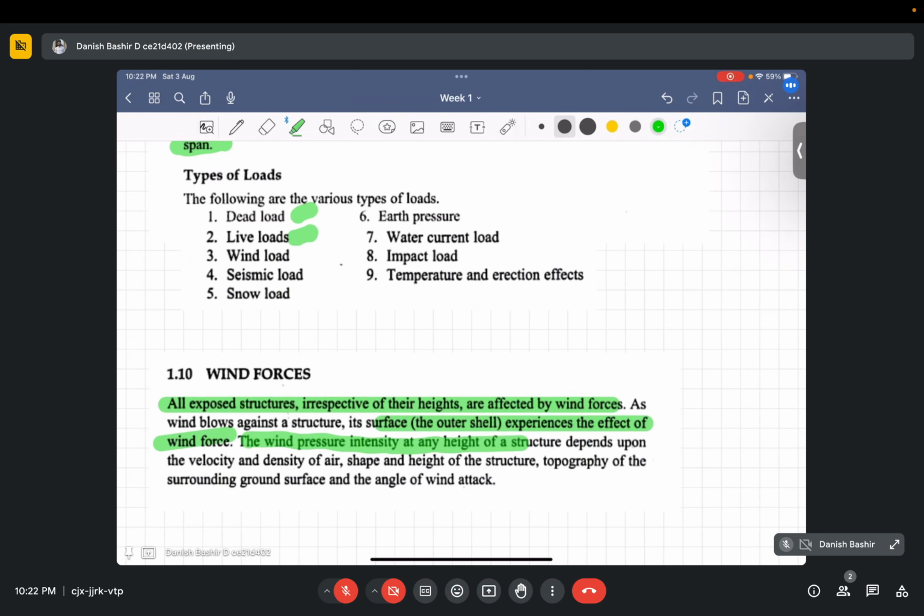The wind pressure intensity at any height of the structure depends upon the velocity of the wind, density of the air, shape and height of the structure, topography of the surrounding ground surface, and the angle of the wind attack. So there are six factors on which the wind pressure intensity at any height depends. First is the velocity, second is the density of the air, third is the shape of the structure, fourth is the height of the structure, fifth is the topography of the surrounding ground surface, and sixth is the angle at which the wind attacks our structure.